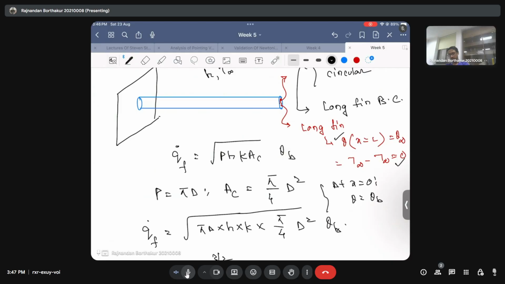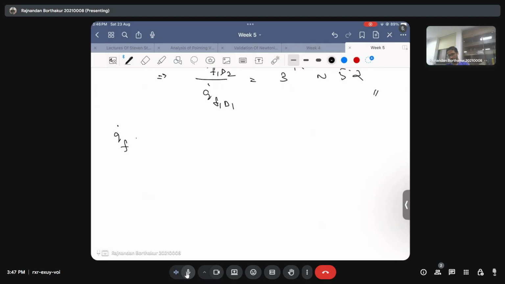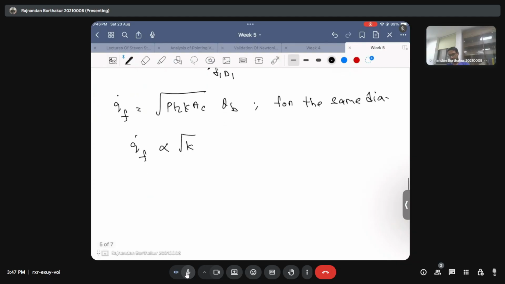Which means now I can say that the rate of heat transfer from the fin, which was square root of PhKAc times theta b, for the same diameter, I can say that Q dot of fin is proportional to the square root of K basically. Which means if I calculate Q dot of an aluminum fin to Q dot of a copper fin, I will simply write K of aluminum by K of copper to the power half.